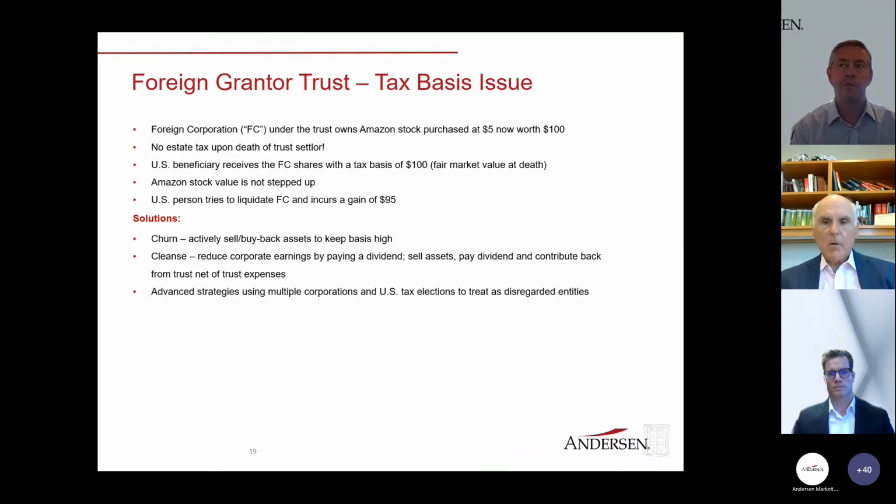So there are more complex structures that we put in place, which effectively use 3 corporations, and you can get the basis step up by making multiple check the box elections. But we won't get into that for the time being. Just understand that the prior structure of a corporation owning US assets needs an extra level of thought when you've got that transferring to US beneficiaries. Sure, there'll be a lot of questions on that.